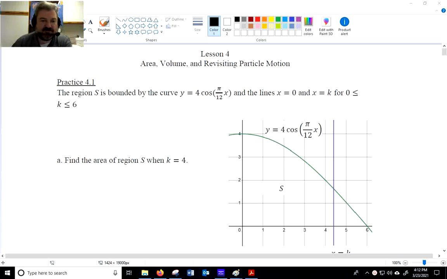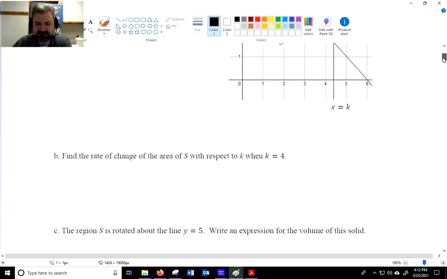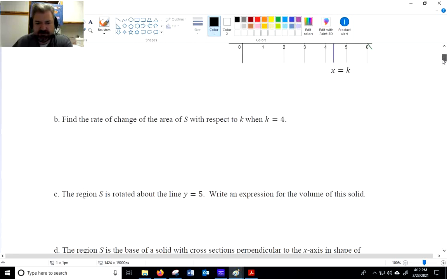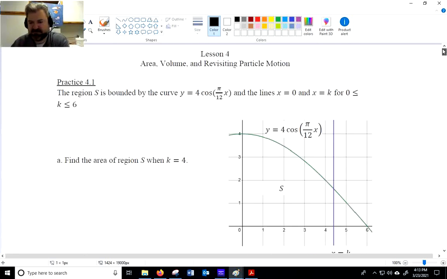Our first problem is a practice problem. We'll be looking at finding some information out about a region. I think we're just going to stick with practice problems this whole lesson, so it should be mostly a review, but maybe a few new concepts thrown in here and there. So work on practice 4.1 about a region R, or excuse me, a region S.